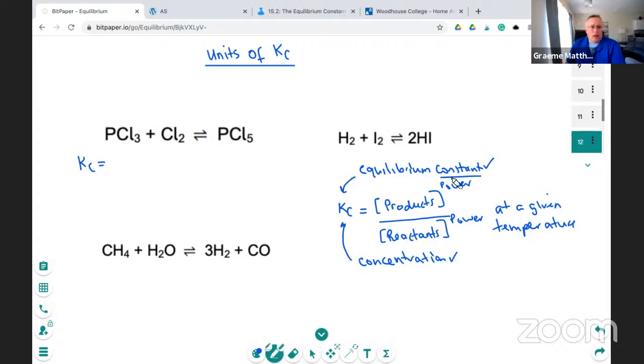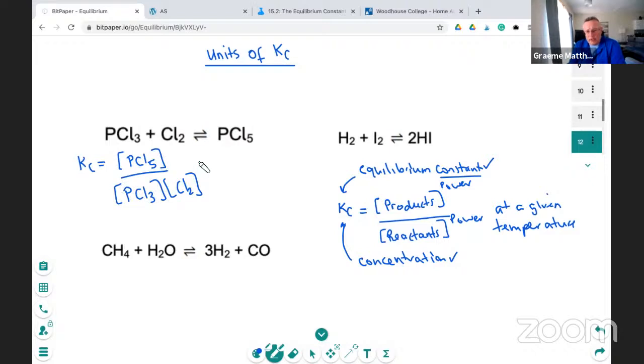So Kc then is equal to, well, products, this would be PCl5 over reactants, PCl3 times Cl2, okay? And because there isn't any number in front of these species here, it's assumed to be 1 to 1 to 1. This is why you've got PCl5 over PCl3 to Cl2.